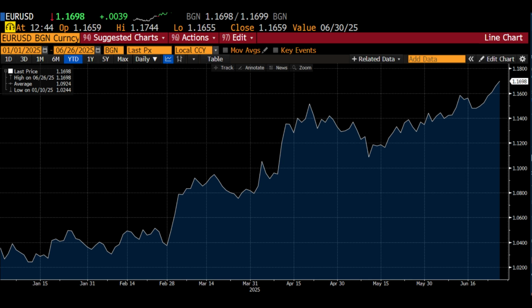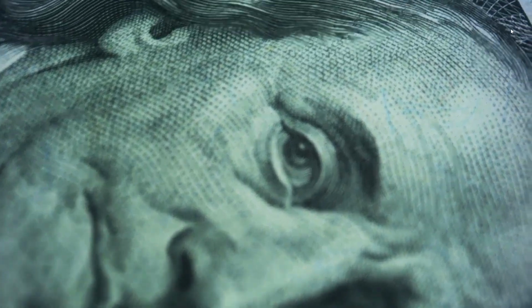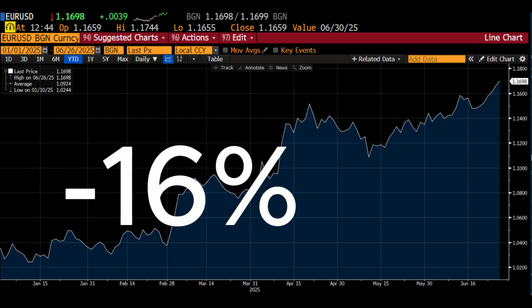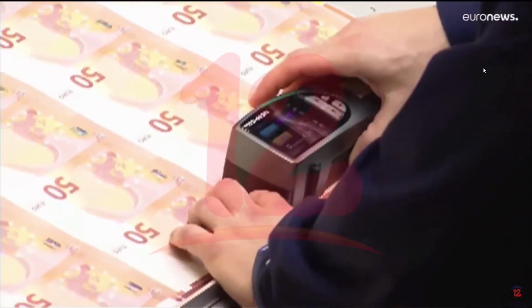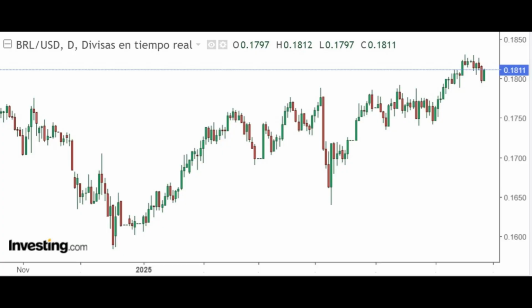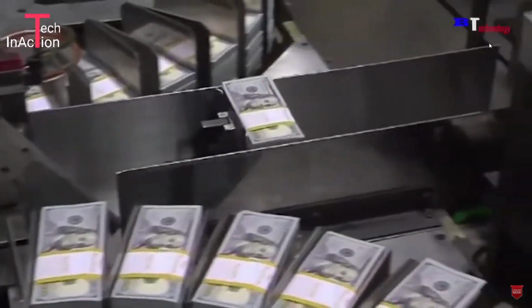This graph shows a phenomenon we've been discussing on this channel for quite some time. The dollar has lost value throughout this year. For example, compared to the euro, it has lost nearly 16% of its value so far this year. With respect to other emerging market currencies, such as the Brazilian real, the trend has been similar, with the U.S. currency losing value relative to its peers. But for many, this situation has gone unnoticed, despite its tremendous impact on their investments.